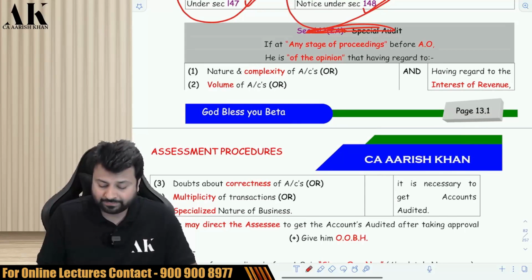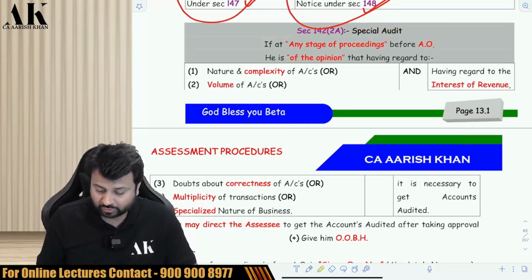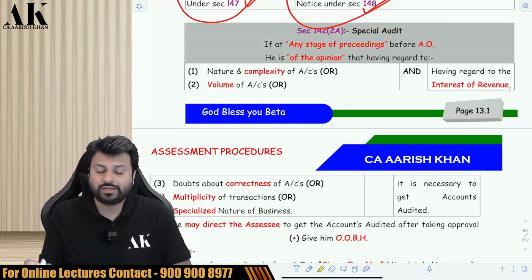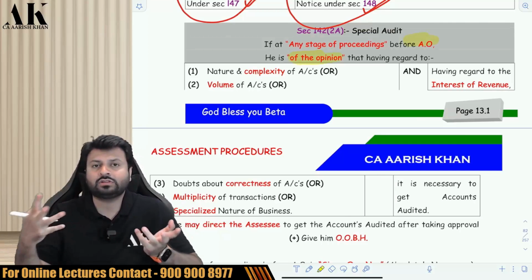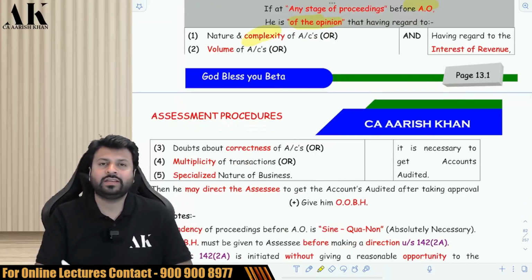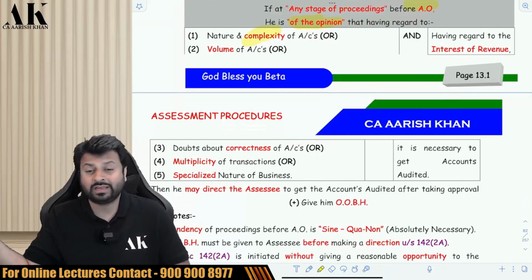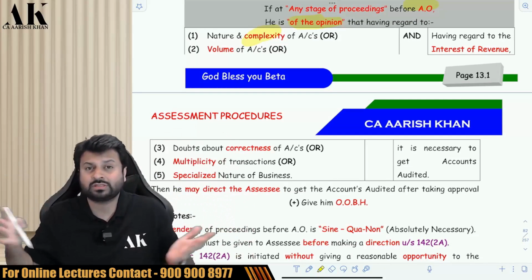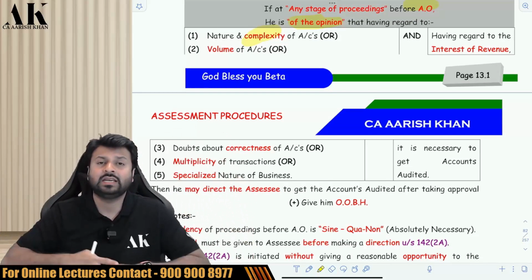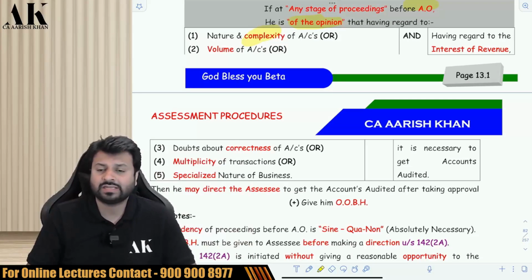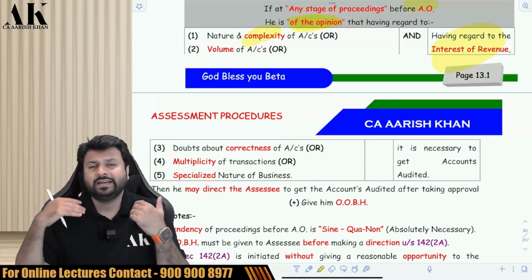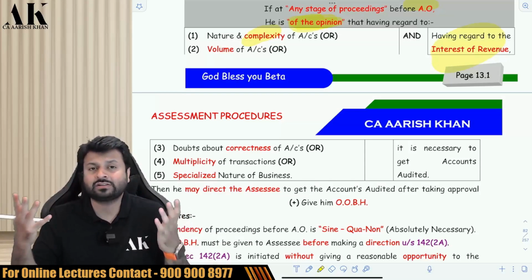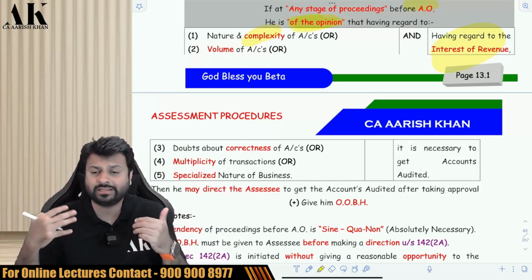So, if during the assessment proceeding the AO is of the opinion that the books of accounts are very complex, very voluminous, the AO doubts the correctness of the books of account, there are multiplicity of transactions, there is a specialized nature in the books of accounts, and he is of the opinion that in the interest of the income tax department it is necessary to get the accounts audited.